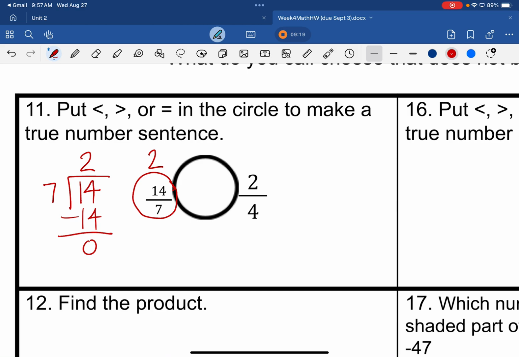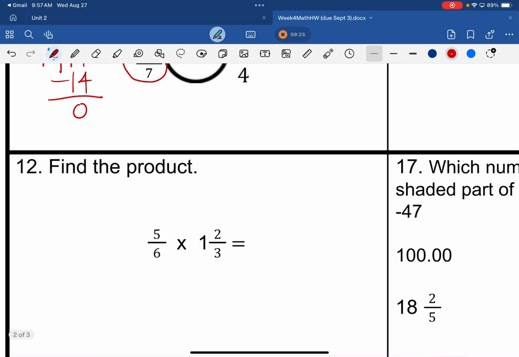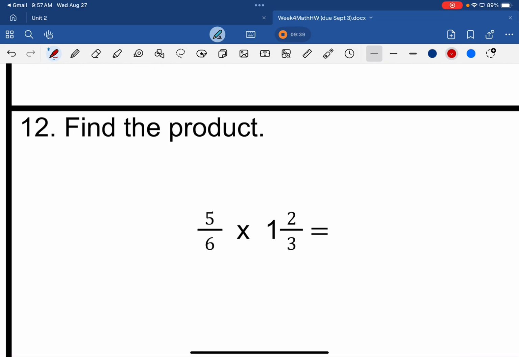Now, if we're comparing 2 with a fraction, you should be able to tell which one's bigger. Find the product. These ones are awesome because you don't have to have a common denominator, but they're not awesome in the fact that you have to turn those mixed numbers into improper fractions for it to work out right. So I'm going to do that on this one for you.